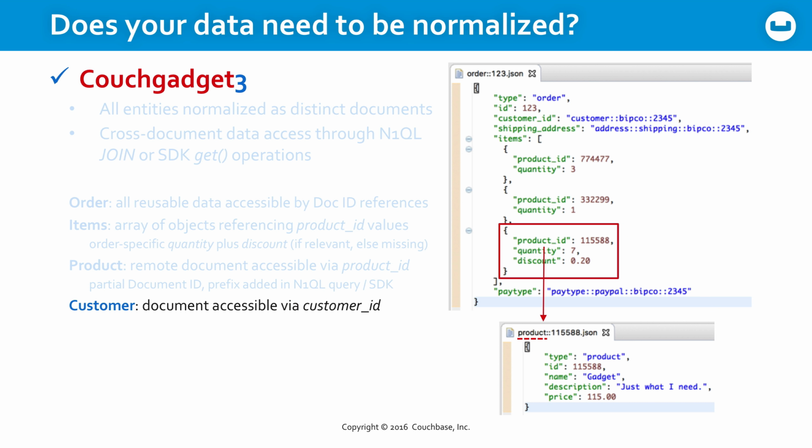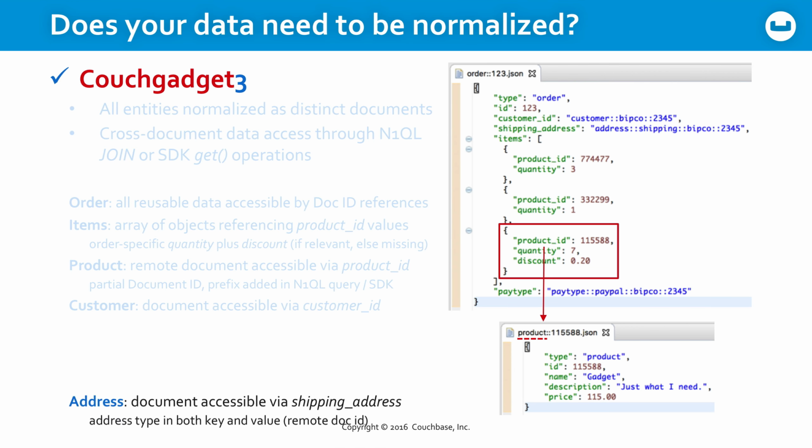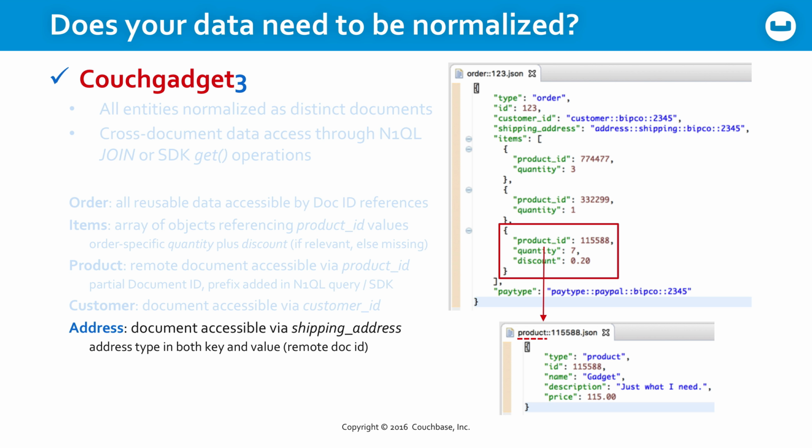The customer document is accessible via customer ID. For address, we see a document ID for a shipping address. Now in this case, notice that the type of address is encoded as part of the attribute name. We'll see an alternative to that ahead. Also notice that the address type, meaning shipping address, is both in the document ID, address shipping BIPCO 2345, as well as in the attribute name.